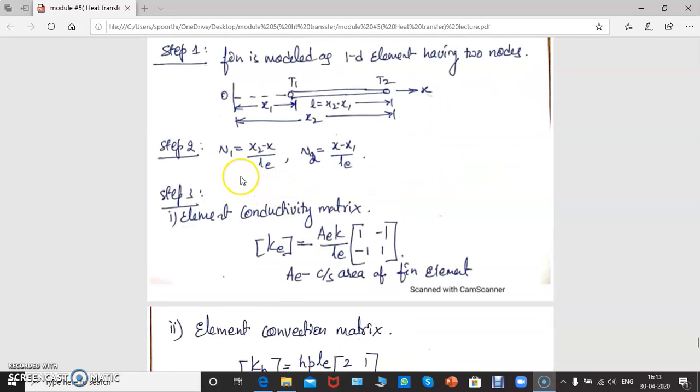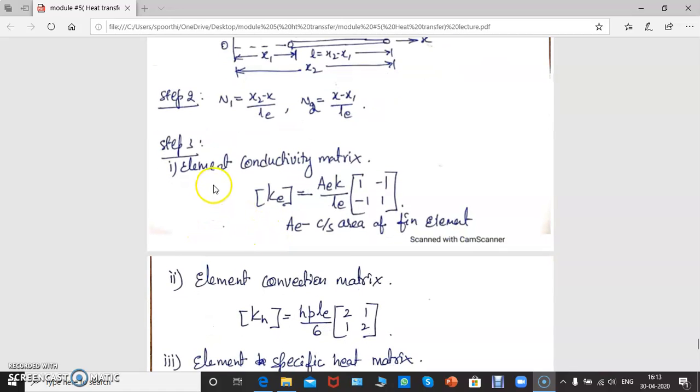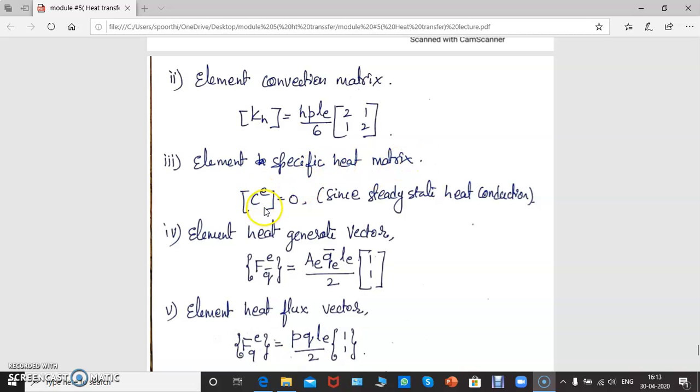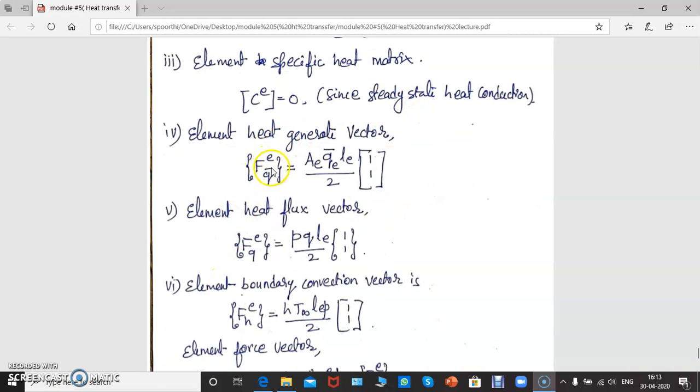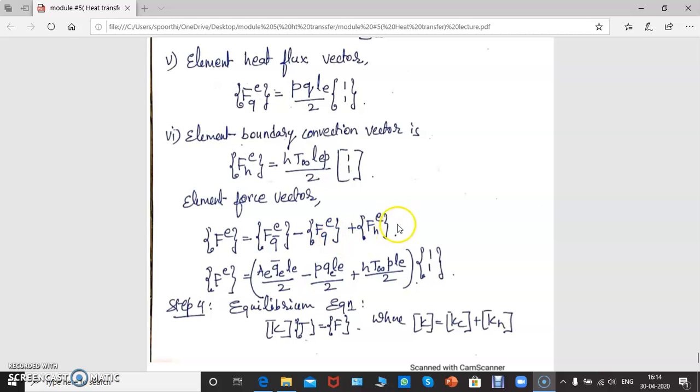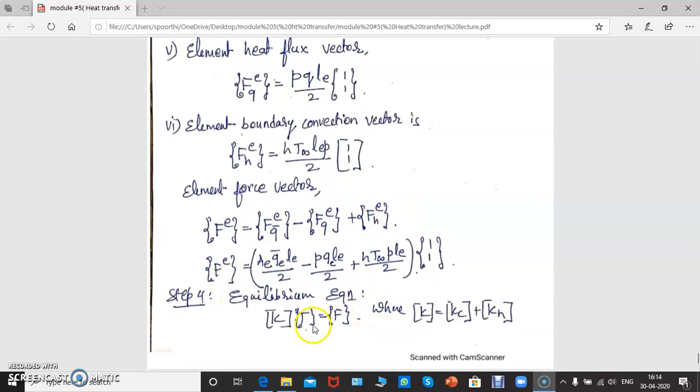What has been done here is the equations have been derived, but I am not going to derive all the equations. I am just directly writing the equations. Okay. Element conductivity matrix, this is known to you already, and element convection matrix, this is also known to you. Now element specific heat, if we use this, element heat generation vector, this also applies to a particular problem. Heat flux, heat boundary convection, element force vector. So this is the final equation. So then the equilibrium equation.